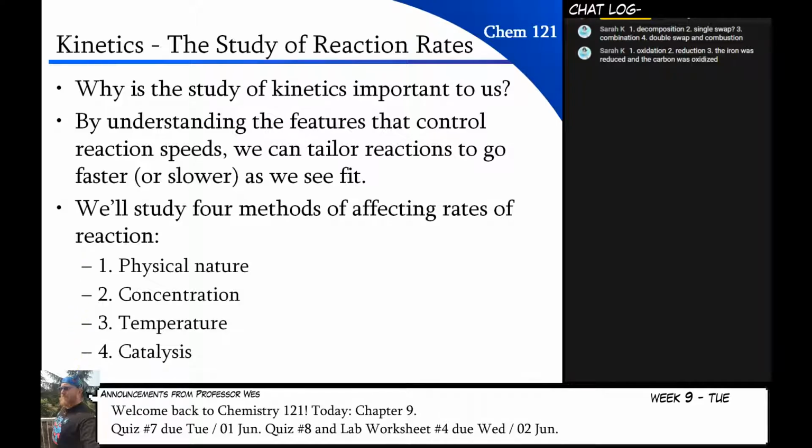So we're going to look at these 4 different things. Physical nature, i.e., what does the substance look like that we're manipulating? How can we change its state? Like, can we grind it up, or can we cut it into smaller pieces, or can we form it together into one big piece? That sort of thing. We're also going to look at concentration, which is the amount of stuff that is present or available.